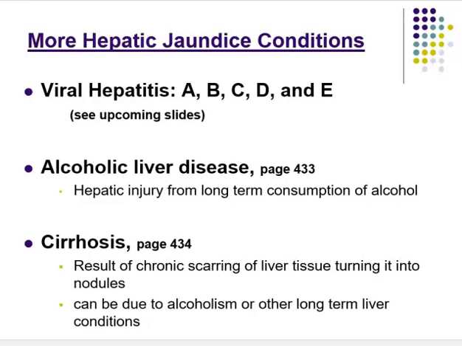More hepatic jaundice conditions include viral hepatitis. There's A, B, C, D, and E, and we'll be talking more in detail about those coming up in part 3 of the liver lecture. But let's go on and talk about alcoholic liver diseases. This is where there's hepatic injury from long-term consumption of alcohol. There's also cirrhosis. This is a result of chronic scarring of liver tissue, turning into nodules. It can be due to alcoholism or other long-term liver conditions.